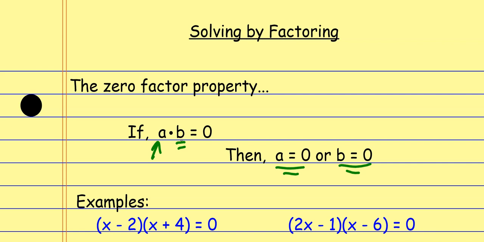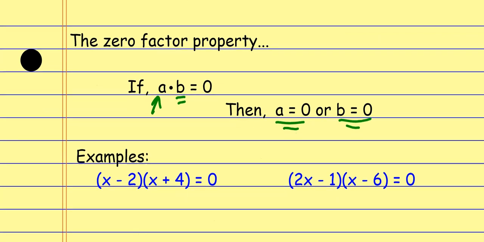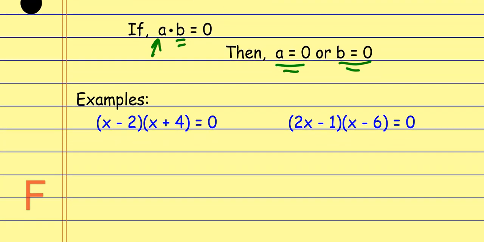Instead of having just a simple this times this, it's going to be a more complicated this times a more complicated that, all right? For example, if I look at something like this guy, this is the zero factor property at work here. I have two things being multiplied and it equals 0. The first thing is an x minus 2, and then it's times an x plus 4. All right, it's still two things being multiplied, albeit something slightly more complicated for each of those pieces. But it's still two things being multiplied.